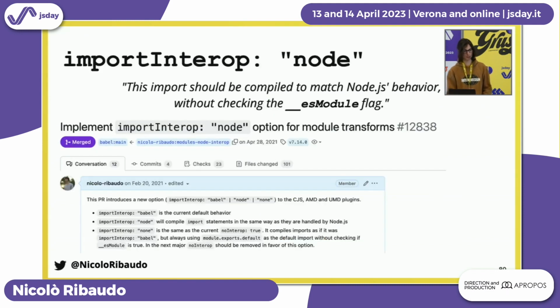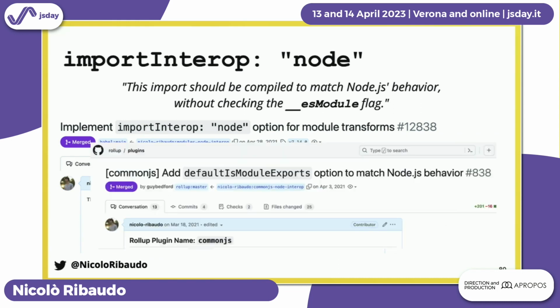Okay, so what we came up with was a new option for Babel called importInterop node that basically tells Babel: ignore this ES module flag. I know it's what everyone does, just ignore it, pretend it doesn't exist, and behave the same as Node. And then other tools started implementing it, such as Rollup, except with a different name, and other bundlers and compilers started shipping something similar, because the goal was not only to be compatible across different tools anymore, we also had to be compatible with Node.